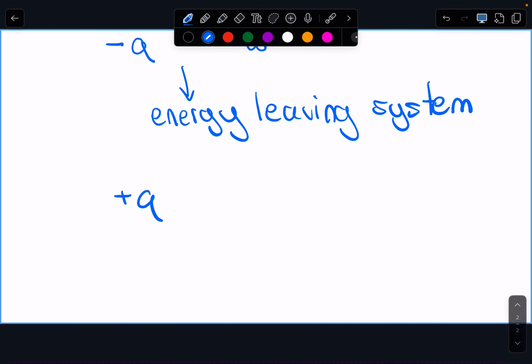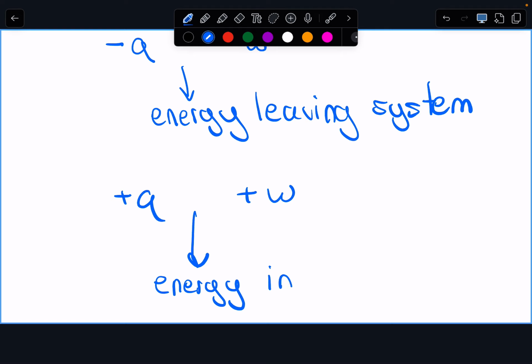So positive Q or positive work would be energy into the system. Now, you could have instances where you had a negative Q and a positive W. That just depends on their relative scale, right? Are they the same amounts? Is one bigger than the other? That would be a situation where you'd have to actually have real numbers.